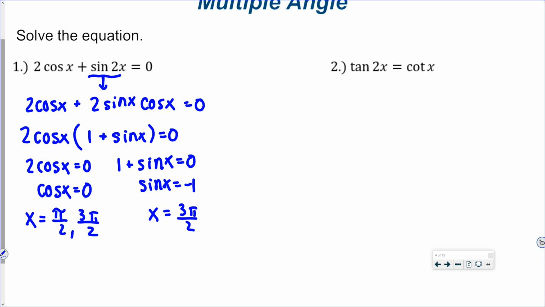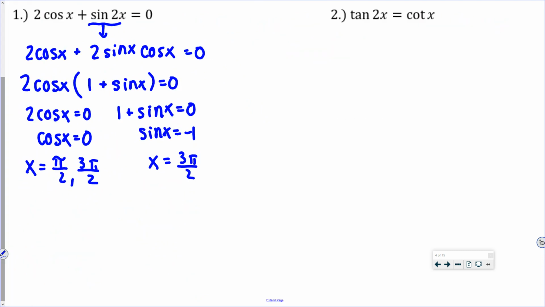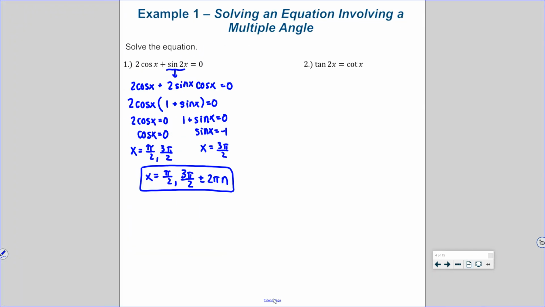Okay, so how we can write our list of all the answers is we can do pi over 2, 3 pi over 2 plus or minus, since this is sine and cosine, 2 pi n. That's technically not wrong, but there's a way we could condense this and write our answer in a more simplified way. Anybody recognize how else we could write this? Think about what you're saying there. You're saying pi over 2, 3 pi over 2 plus or minus another 2 pi.